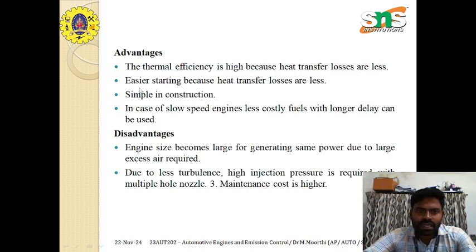The advantages of this are that the thermal efficiency is high because heat losses are less, starting is easier because heat transfer losses are less, and it is simple in construction. In case of slow speed engines, less costly fuel with a longer delay can be used. Some disadvantages of this type of engine are that engine size becomes large for generating the same power output, because a large excess of air is required. Due to less turbulence, a high injection pressure is required with a multiple hole nozzle. And finally, the maintenance cost is higher.